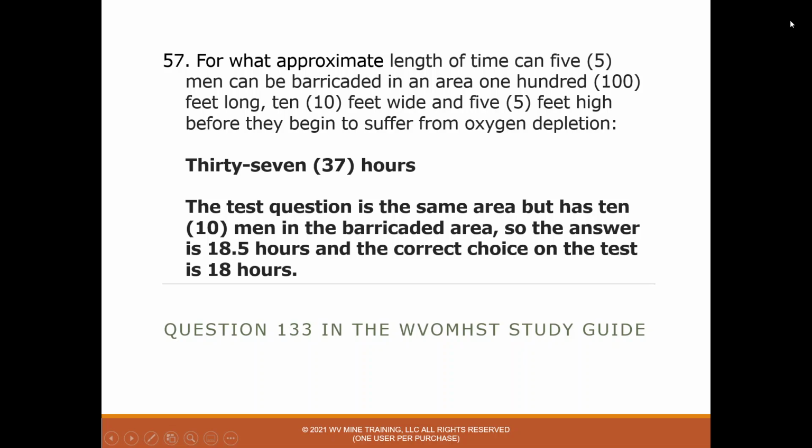Question 57, for what approximate length of time can 5 men be barricaded in an area that's 100 feet long, 10 feet wide, and 5 feet high before they begin to suffer from oxygen depletion? And the answer to that is 37 hours. So the test question is the same area, but has 10 men in the barricaded area. So the answer is 18.5 hours, and the correct choice on the test is 18 hours. So remember this question. If you see a question that asks how long 10 men can be in a barricaded area, the answer is going to be 18 hours.